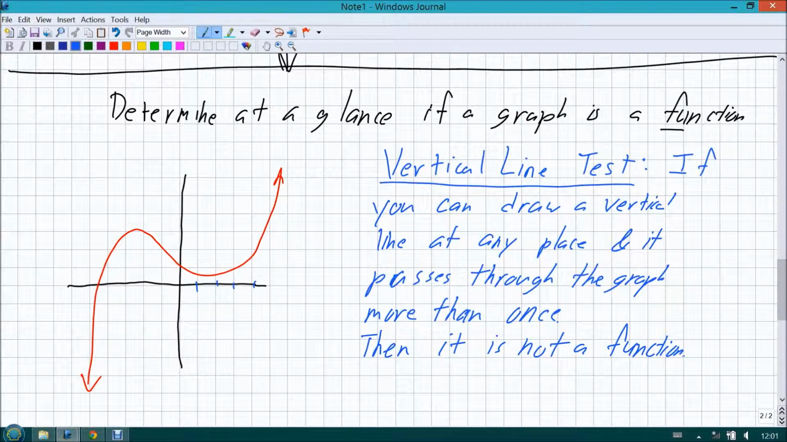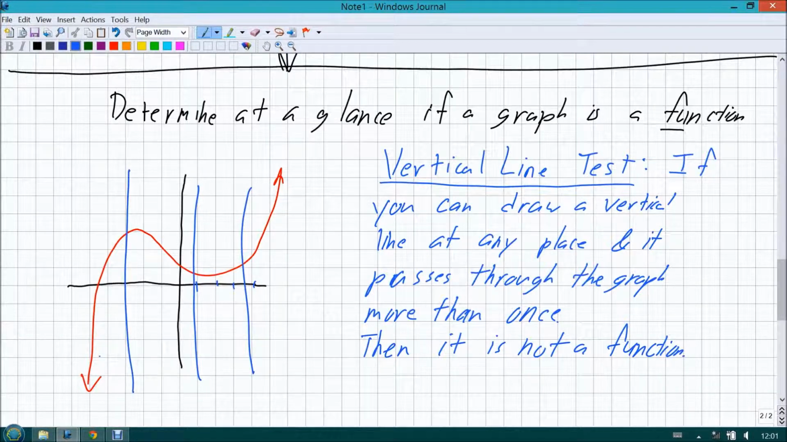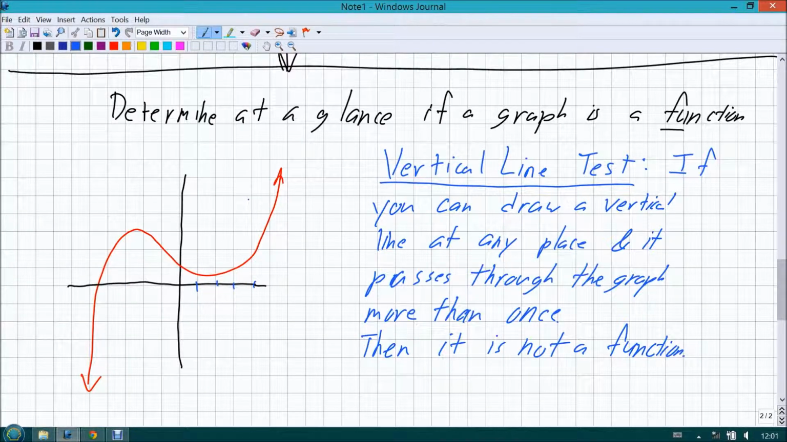So look at this guy. Is there any place where I can draw a vertical line that passes through the graph more than once? And the answer to that question is no. So is this a function? Yes, it is indeed a function. So we'll write underneath it, yes, it's a function.